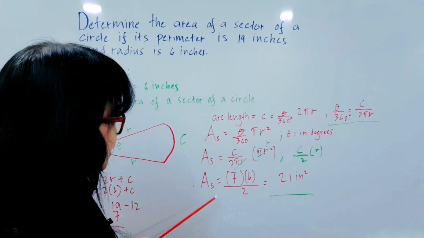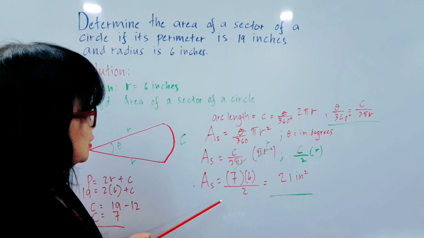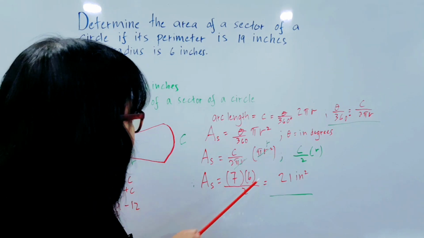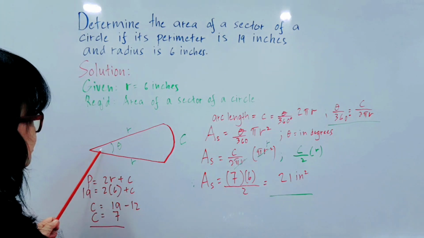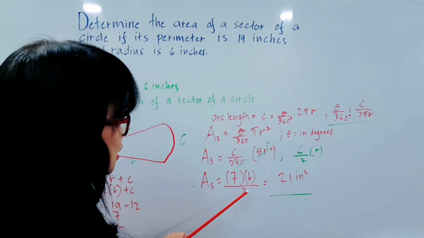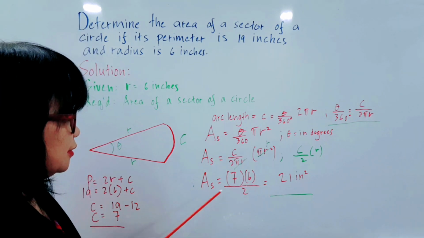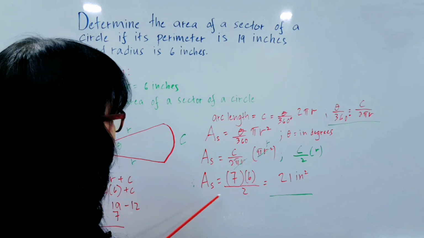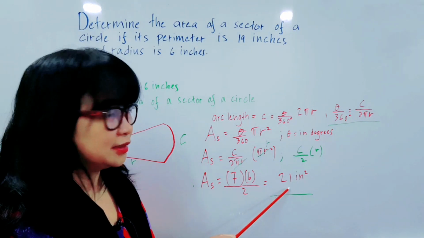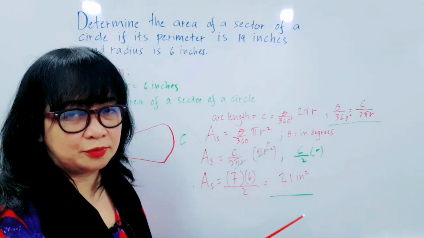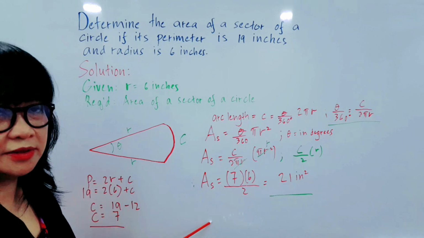Now, therefore, area of the sector of a circle is equal to C, which is equal to 7, times the radius of a sector, which is equal to 6, divided by 2. Therefore, the area of a sector of a circle is equal to 21 inch squared or 21 square inch. This is what we're looking for, area of a sector of a circle.